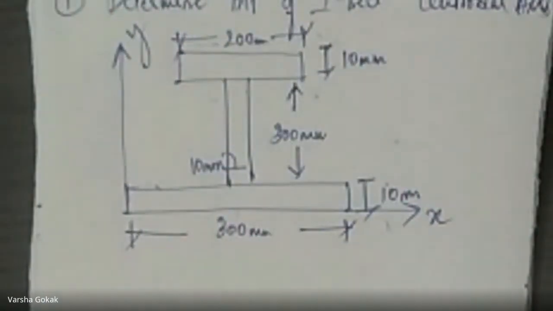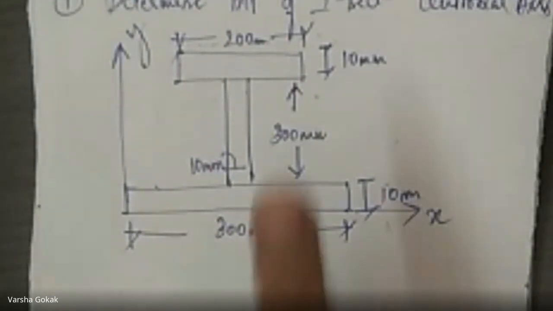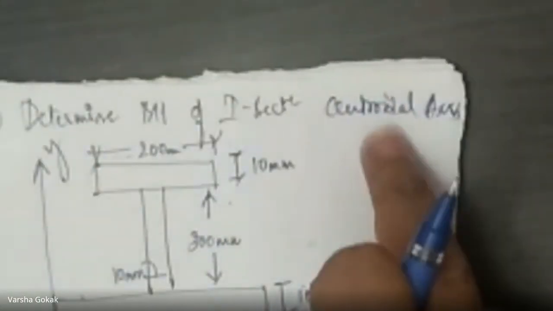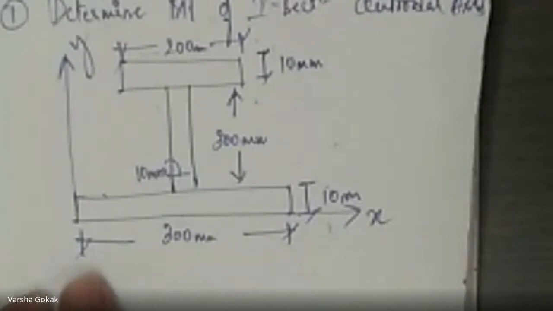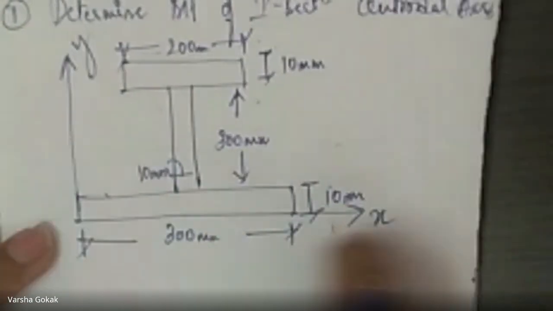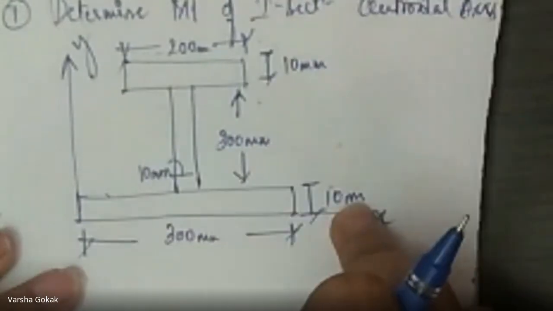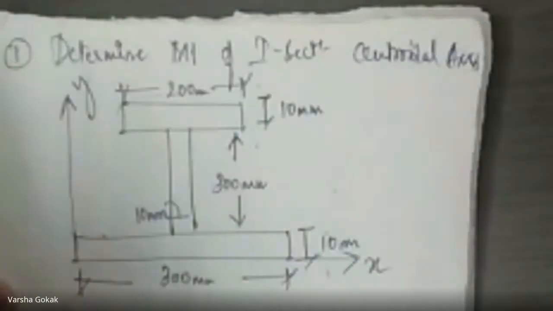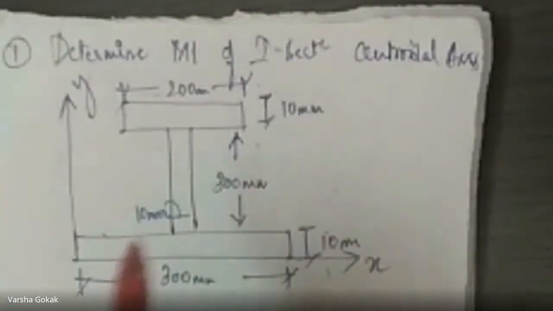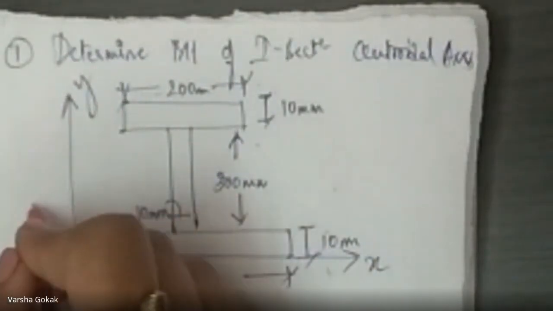Clear? So this is the I section. They have told clearly to find MI about the centroidal axis. If you would have been told to find MI about the base, then this becomes my base and I would have applied the bd cube by 12 formula for these rectangles and done. But they're telling about the centroidal axis. Matlab, first I need to locate its CG.